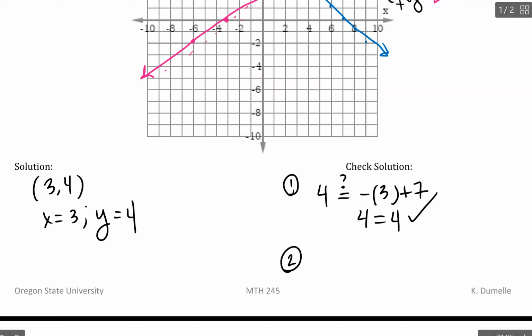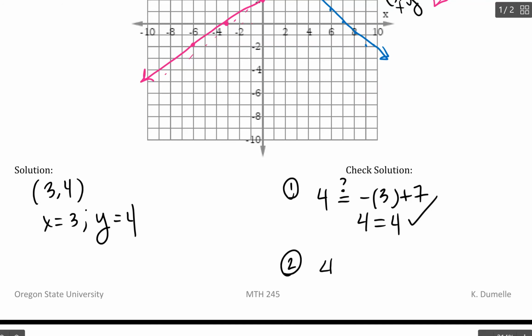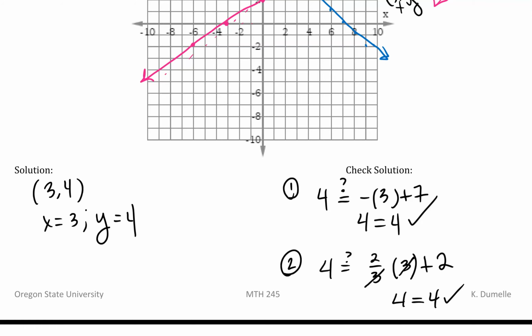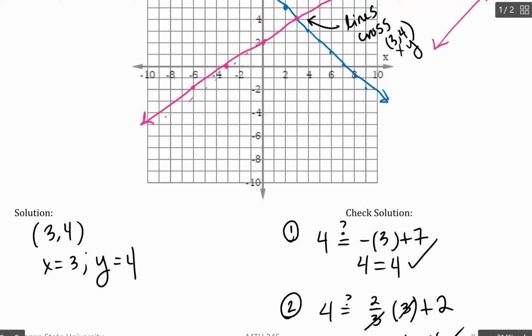Does it follow suit in equation 2? Let's check. Does 4 equal 2/3 times 3 plus 2? Fractions. It's all right though. 3 and 3, those simplify, cancel out, so we get 4 equals 4. We're good to go. Our solution checks out, and that's how we solve a system by graphing.